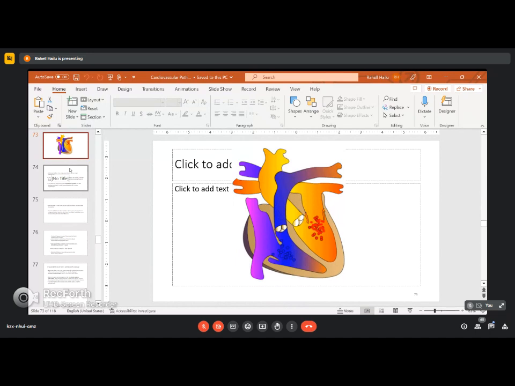What if it is a regurgitant lesion? If it were MR, like what is shown here, what do you expect?